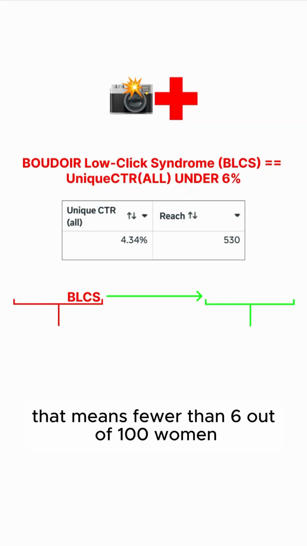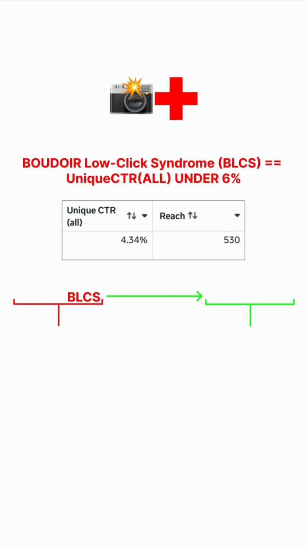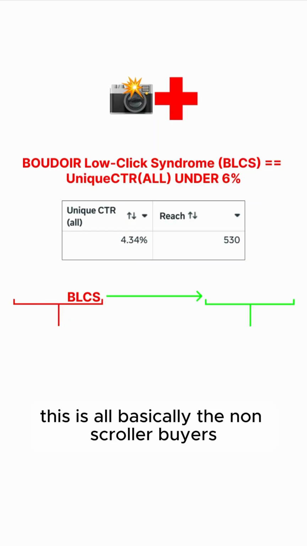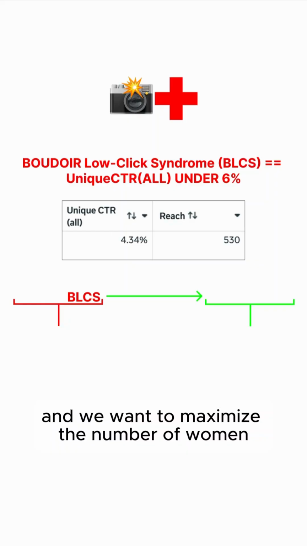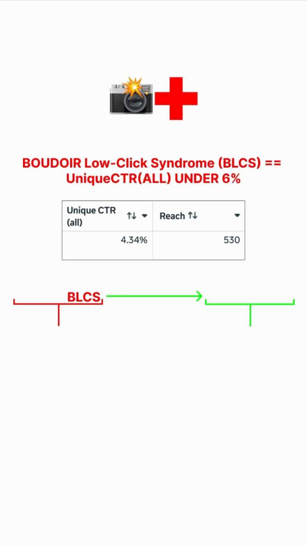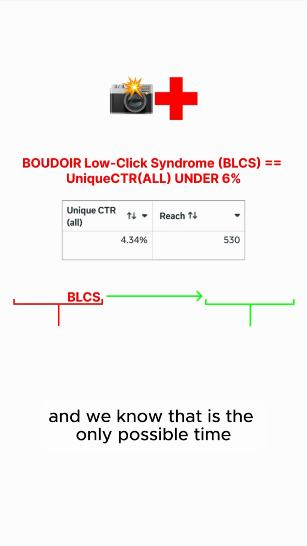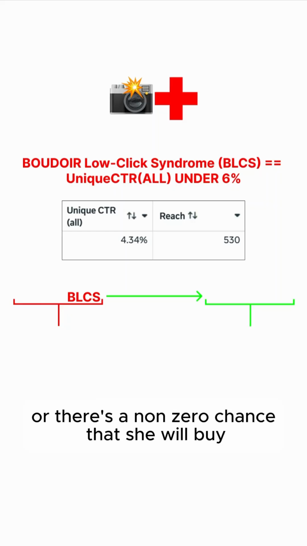That means fewer than 6 out of 100 women are clicking anywhere on our Boudoir Facebook ad. And we care about this because if they're clicking somewhere on our ad, that means they're not simply scrolling by. This is basically all the non-scroller buyers. We want to maximize the number of women clicking somewhere on our Boudoir Facebook ad because that is when we know our ad has entered the woman's brain, and that is the only possible time she will buy, or there's a non-zero chance that she will buy.